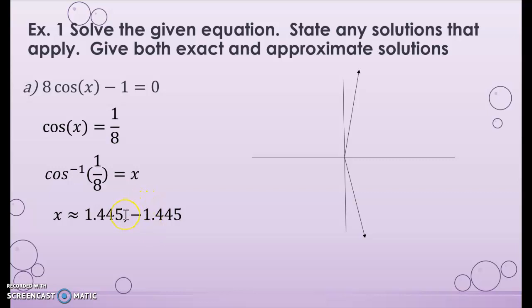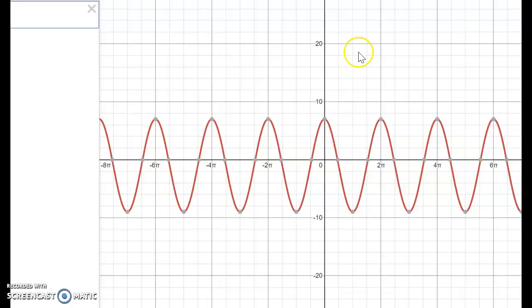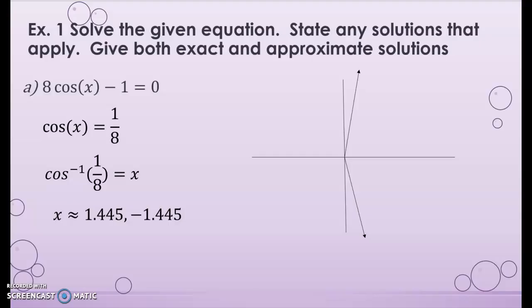Well, let's think. Within one period of this particular graph, you have two x-intercepts. So how do I go from this one to this next one? What is the distance between this point and this point? Well, that's one period of the graph, which is 2 pi. So going back, I can revise my answer again. This time I'm going to write it separately.